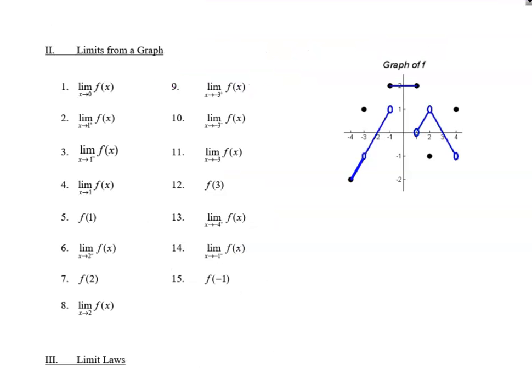So now it's time to take a look at limits from a graph. When we work through limits from a graph, what we're trying to do is find the y value of the graph as the x value approaches whatever is notated down here. So as the x value approaches 0, the y values in this case are, from both sides, approaching the number 2. So we would say the limit is approximately 2.